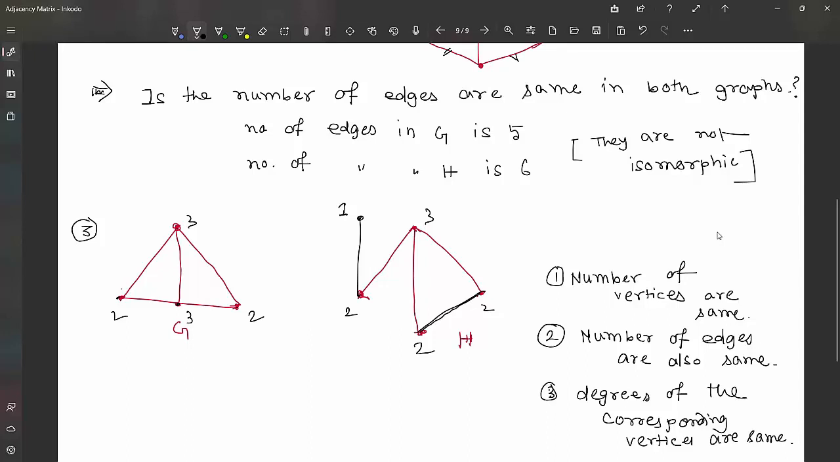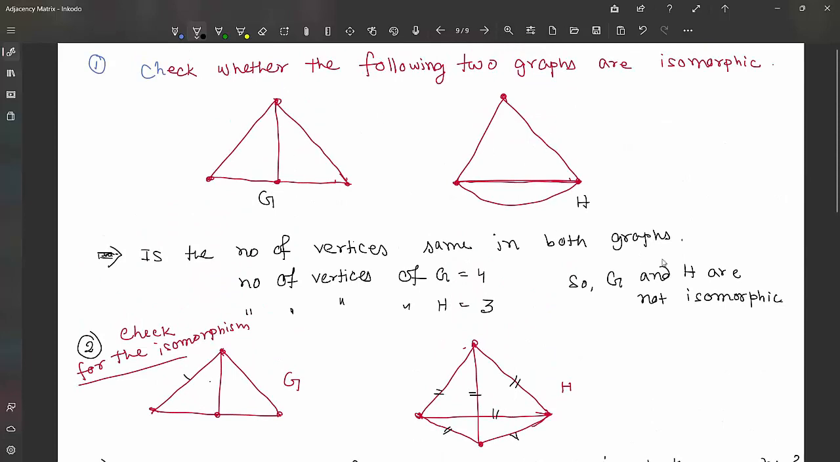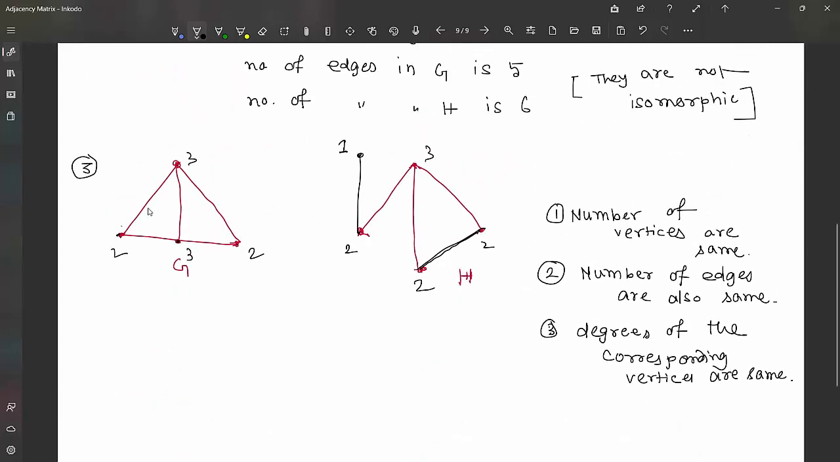So if we take this as a problem, after that we come to the isomorphism topic. First, one figure fails on the number of vertices, another figure fails on the number of edges, and here both the number of vertices and the number of edges are the same, but it fails on the degree of the corresponding vertices. So the degrees of the corresponding vertices are not the same in this figure. So here again we can say that G and H are not isomorphic.